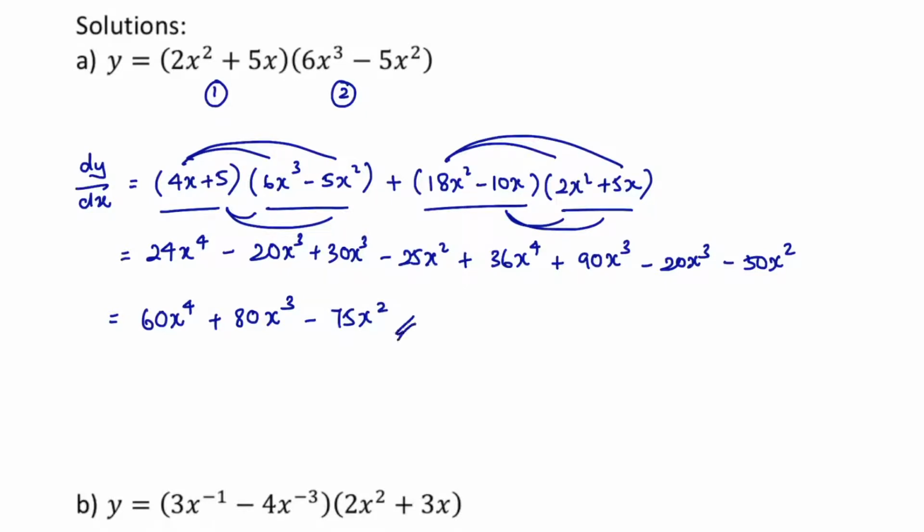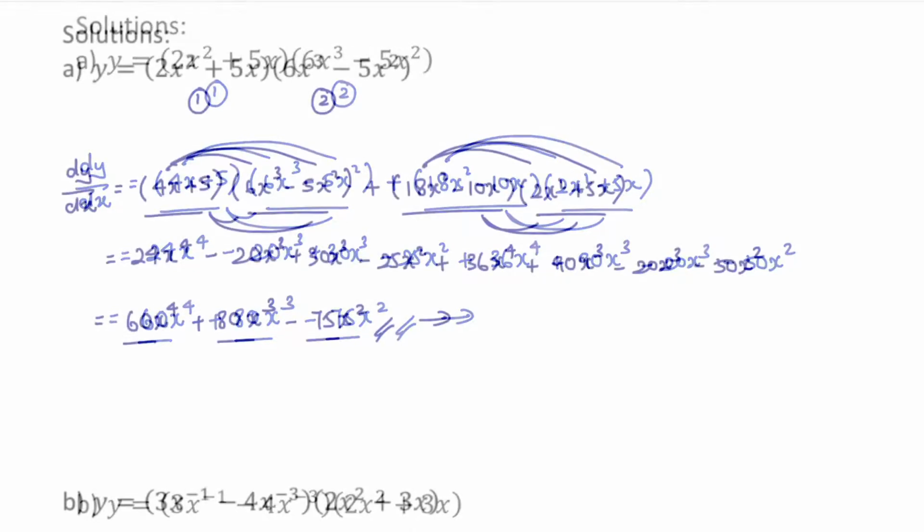So this will be my answer, or in other words, you can actually factorize out from all the common numbers, because the 60, 80, and 75, they are all 5 times table, so you can actually factorize them out, and along with your x squared if you want to. If not, you can leave this as your answer.